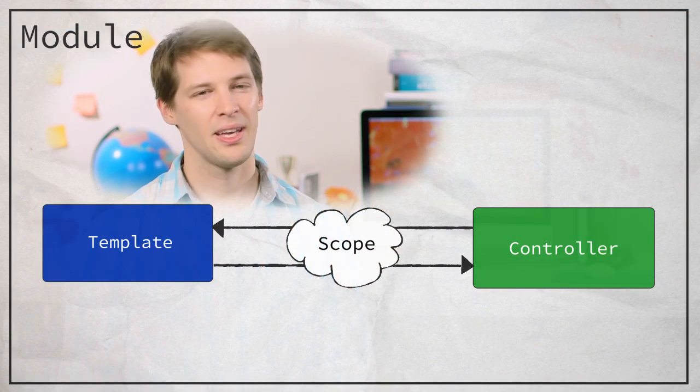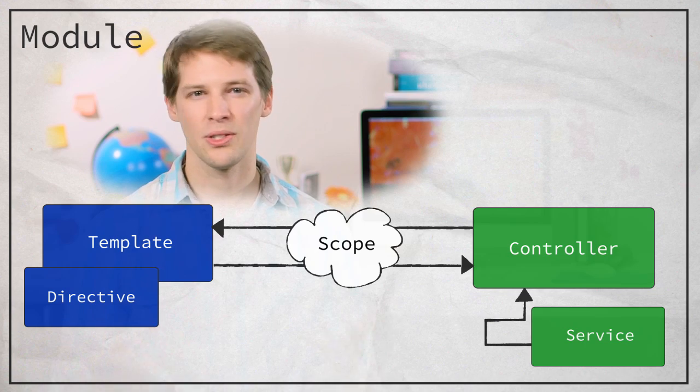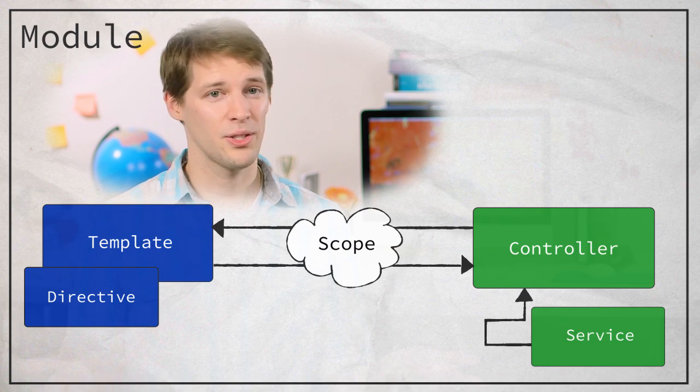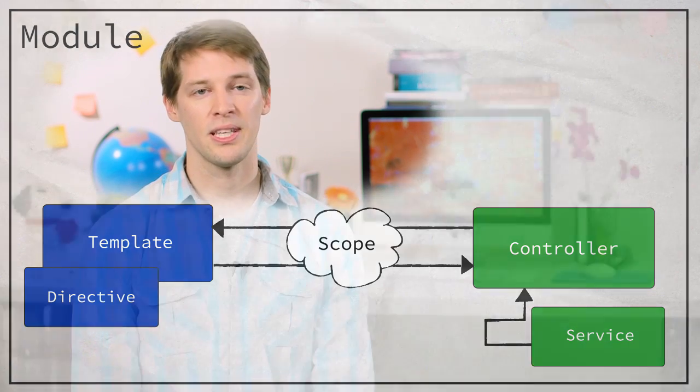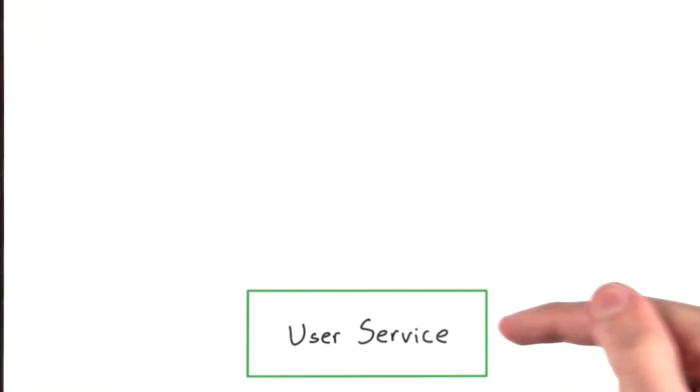Remember that a service is where you would put view-independent logic. At first, services seem very similar to controllers. Both of them provide data to an application. A major difference is that services are not intended for just one view. A service is not tied to a specific controller, but can be used by any number of controllers.